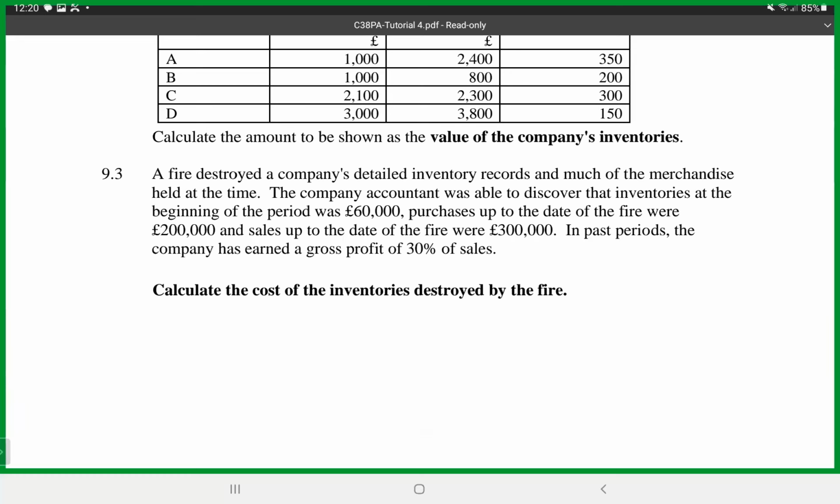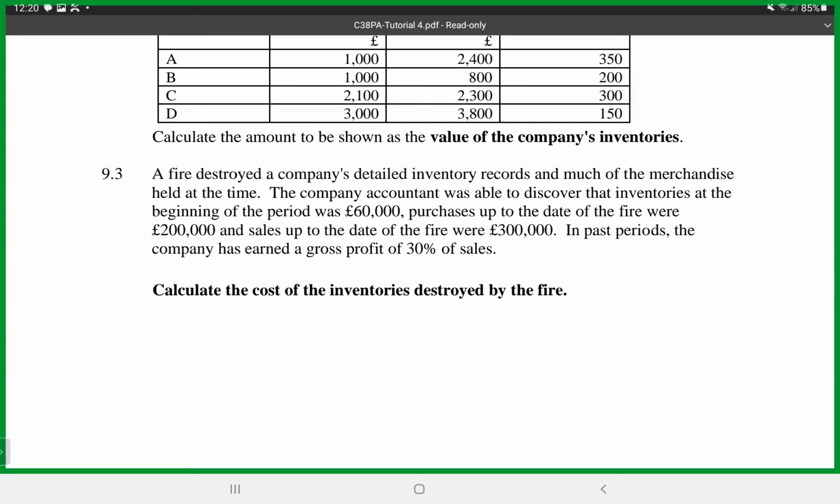Now, read the next question. A fire destroyed a company's detailed inventory records and much of the merchandise held at the time. The company accountant was able to discover that inventories at the beginning of the period was 60,000. Purchases up to the date of the fire were 200,000 and sales up to the date of the fire were 300,000. In past periods, the company has earned a gross profit of 30% of sales. Calculate the cost of the inventories destroyed by the fire.